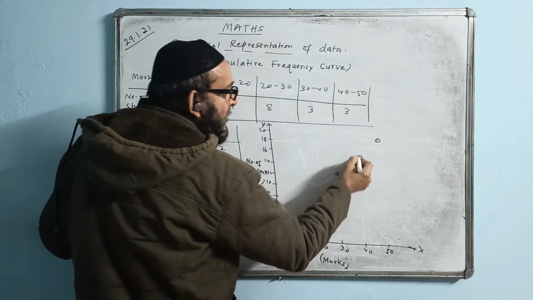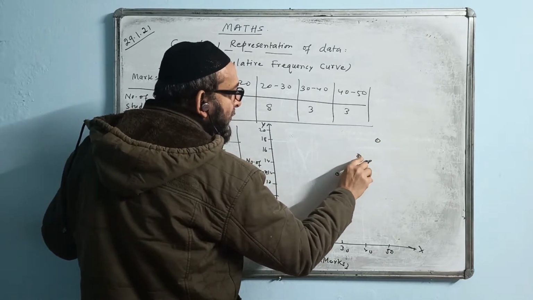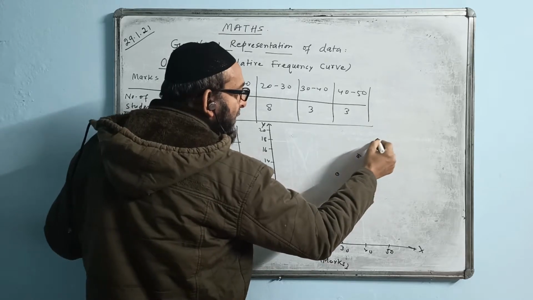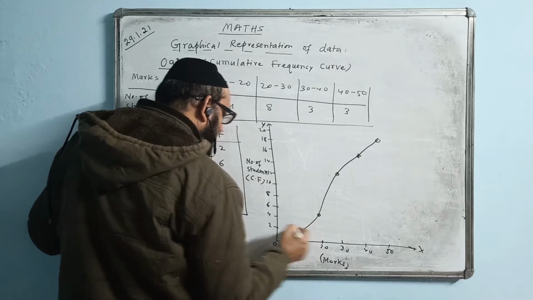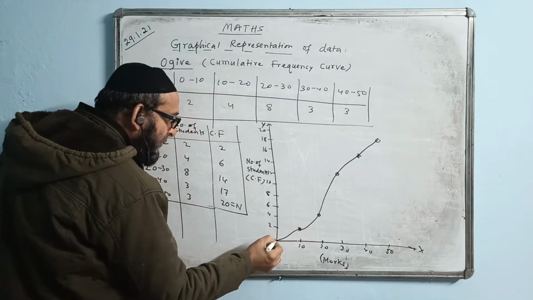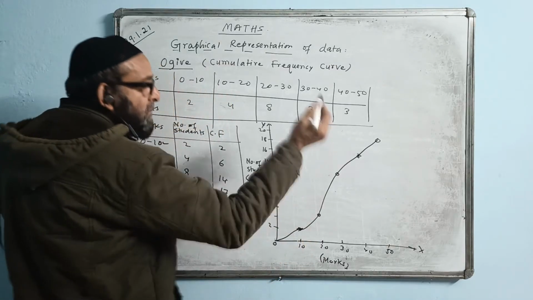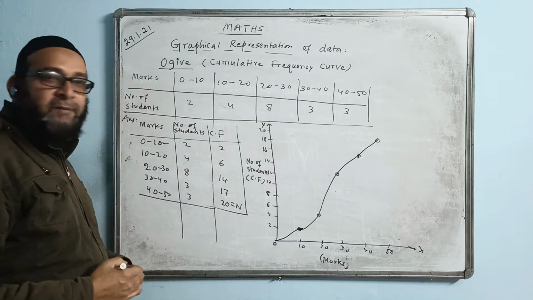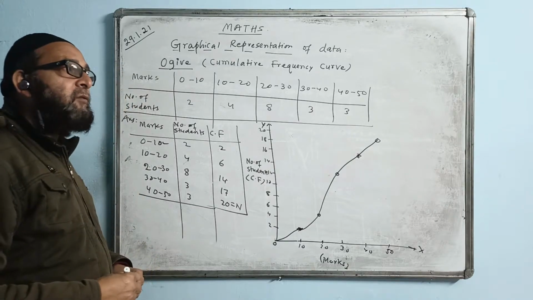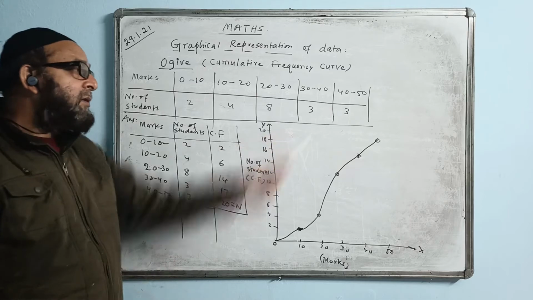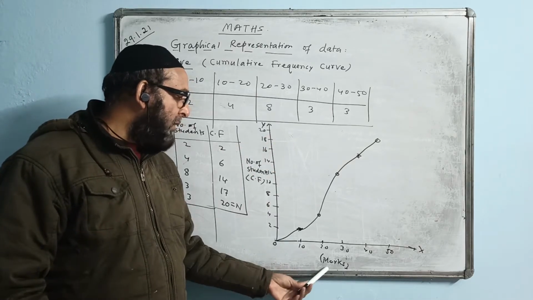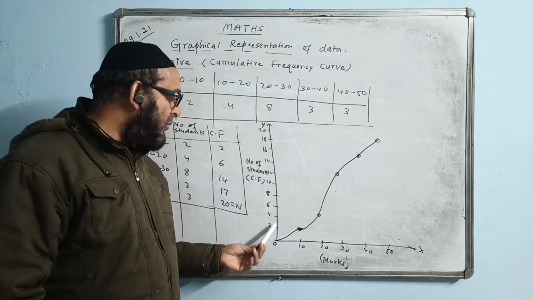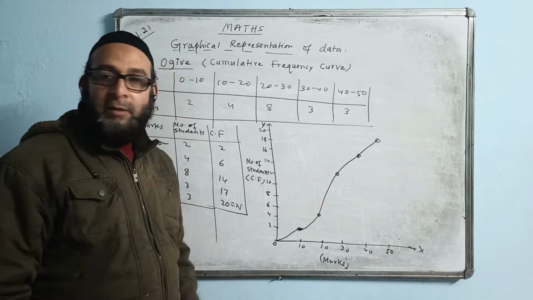All these values will be joined freehand, without a ruler, with the pencil. Will join this way. All the points will join, and since this is starting with 0, it will be connecting with the 0 also, like this way. The ogive is done. If you are making your own scale, you have to write the scale on the x-axis the same way. 2 centimeters is equal to 10 marks. 2 centimeters is equal to 2 students. We will mark that way.